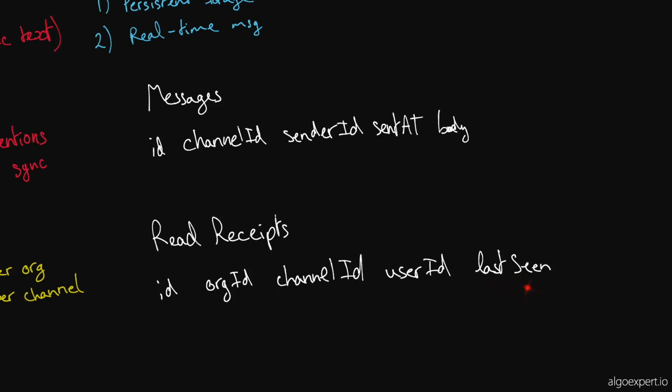Okay, so now this is only part of the solution, because this tells me when the last time I read a message is. It doesn't tell me if there's an unread message or a read message in that channel. So what do we do?